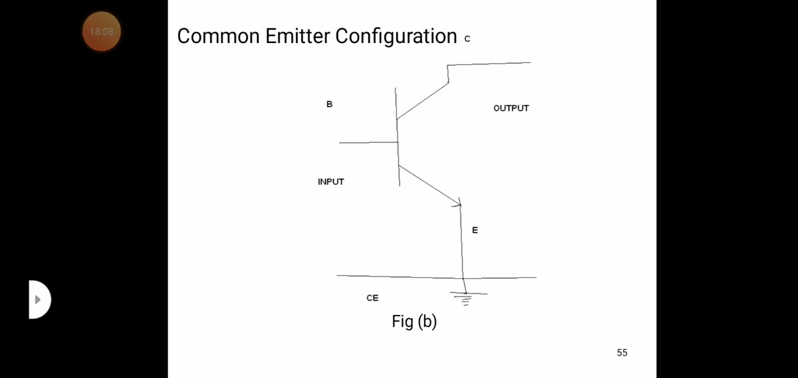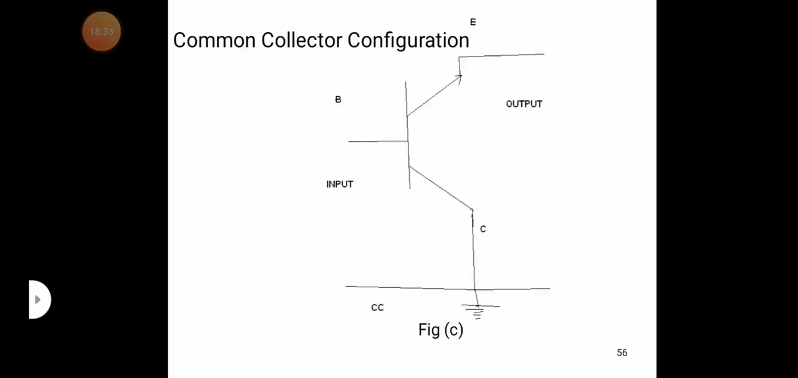The next one is the common emitter configuration. You see here, common emitter. The emitter is made common for both input and output. So the input is connected across the base and emitter, and the output is taken from the collector and emitter. This is called the common emitter configuration.